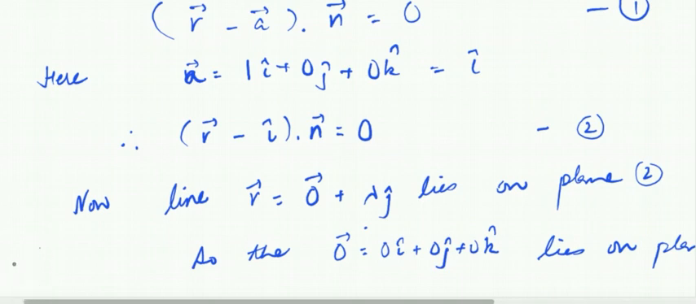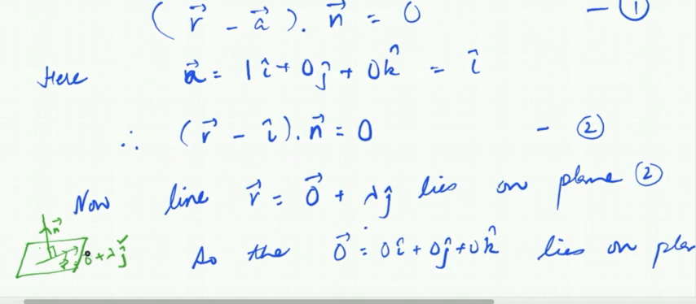Now when the line lies on the plane, that means if this is my plane and this is the normal vector n, and my line is here, then this n vector will be perpendicular to the direction of the line. Now here the direction of the line is lambda j. This j cap represents the direction. So n and j are going to be perpendicular and their dot product will be 0.